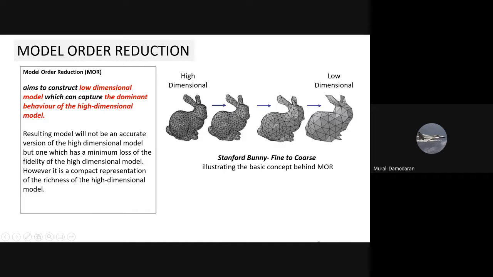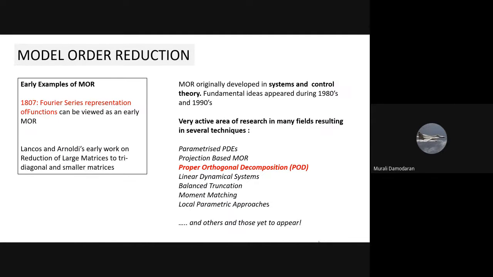How do you do it in, say, fluid mechanics? If you look at the early examples of model order reduction, in 1807 you have the Fourier series. The Fourier series representation of a function, where you represent a function by sums of sines and cosines, is a very early form of MOR.